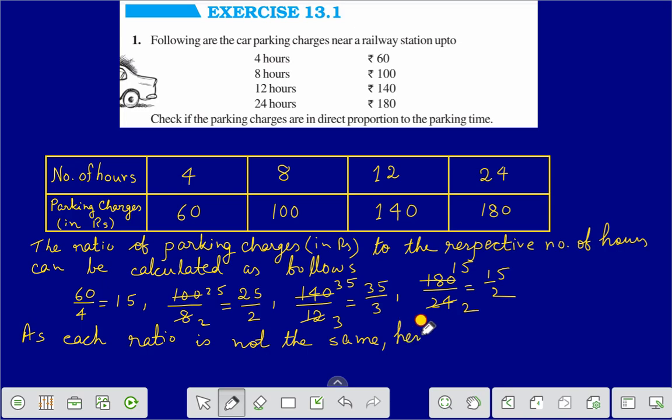Hence they are not in direct proportion. Not in direct proportion, right? This is the solution of question number 1.